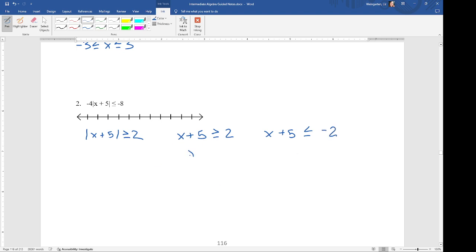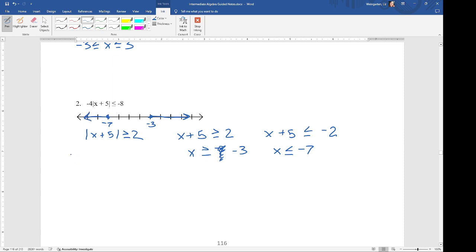Subtract 5 from both sides and we get x is greater than or equal to negative 3. And on this side we'll subtract 5. This one will be x is less than or equal to a negative 7. We'll go ahead and graph these. Let's see, negative 3, 4, 5, 6, 7. Solid circles. X is greater than or equal to a negative 3, or less than or equal to a negative 7.